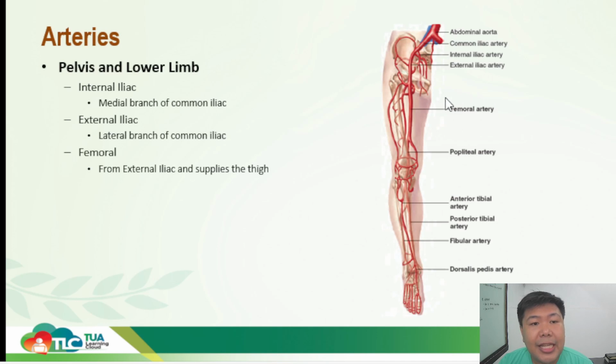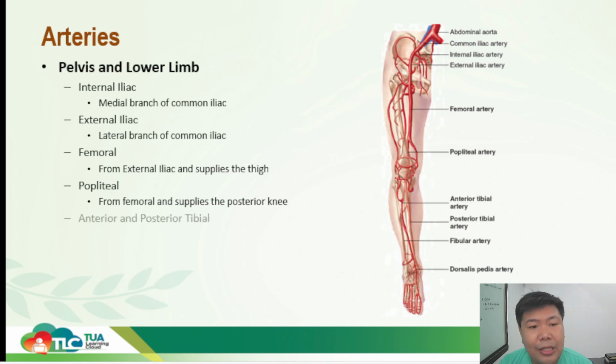Once the external iliac reaches the thigh, it changes its name and becomes the femoral artery. And it supplies the different muscles found in those areas. Eventually, as it goes down, it will go to the posterior side and become the popliteal artery and supply the posterior knee. Afterwards, as it travels down, it will become the anterior and posterior tibial artery to provide blood to the shin areas both anteriorly and posteriorly.